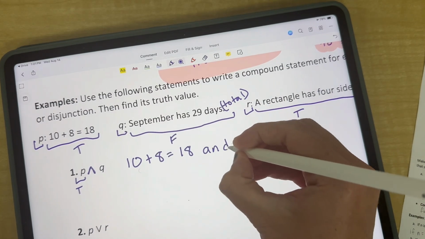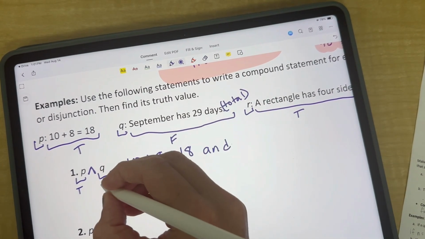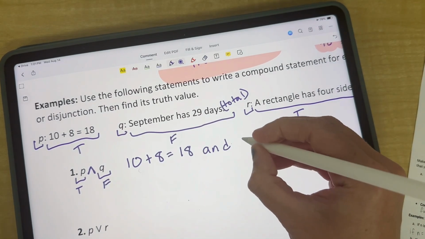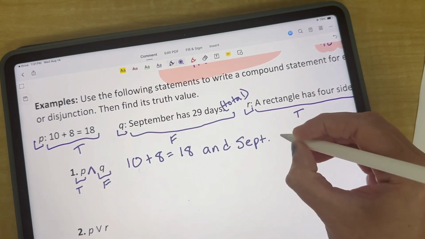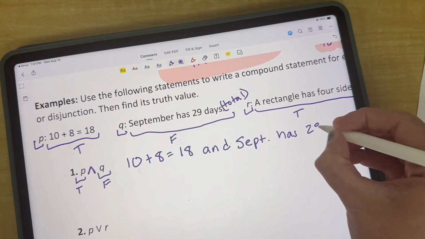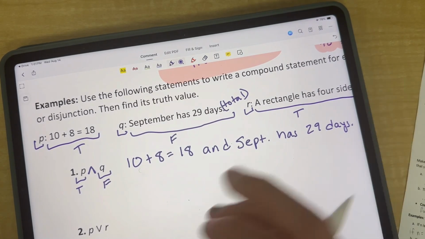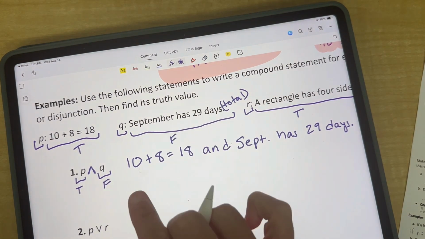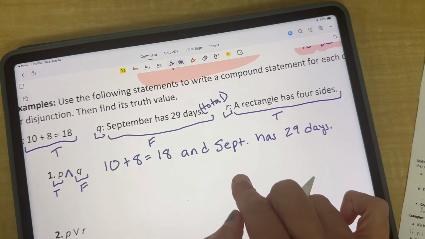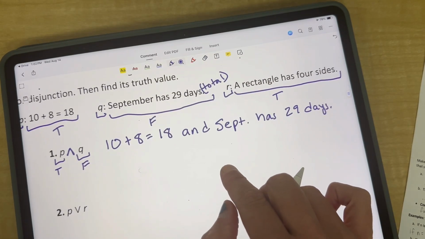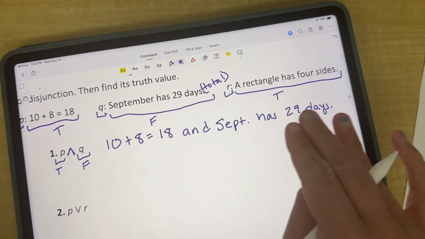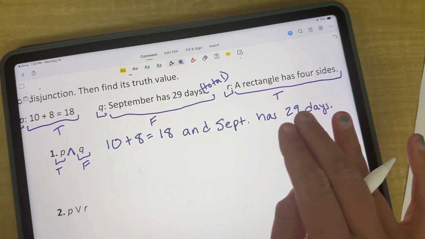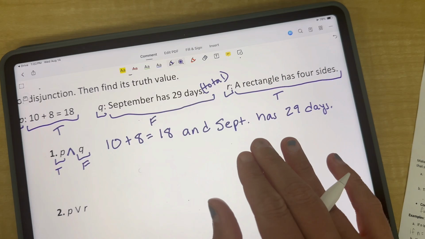And what is Q? Q was a false statement: September has 29 days. So P and Q written out in word form would be 10 plus 8 equals 18, and September has 29 days. As a full statement, is this whole thing true or false based off the conjunction, disjunction information?